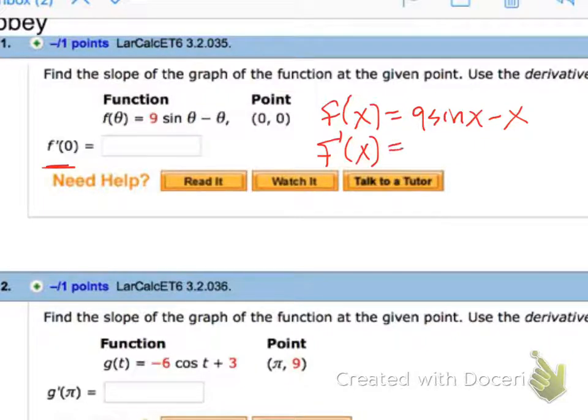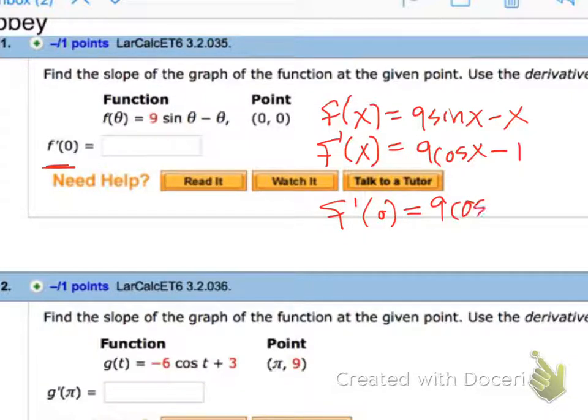first. So we know that the derivative of sine is just cosine, or maybe you didn't, so that's kind of a start. And the derivative of x is like the derivative of 1x. It's actually just 1, and maybe that threw you off too, because the derivative of 1x is just 1. So there's your derivative. Now all you have to do is put 0 in there, so f prime of 0. And then you do 9 cosine of 0.